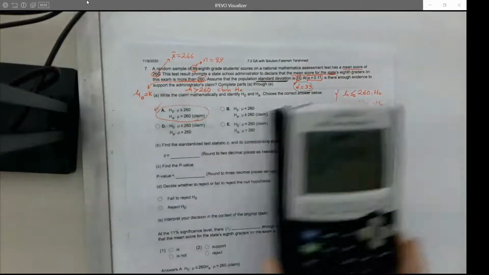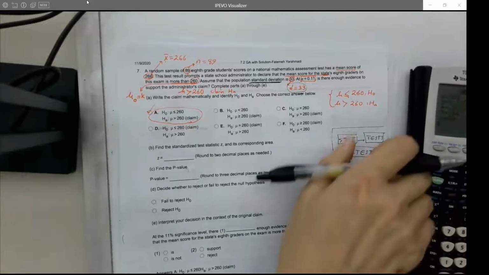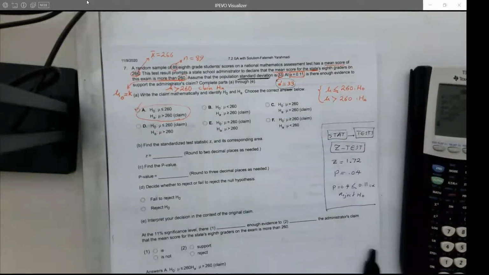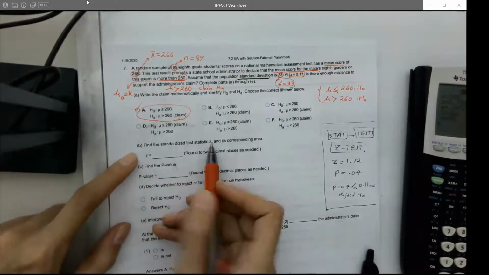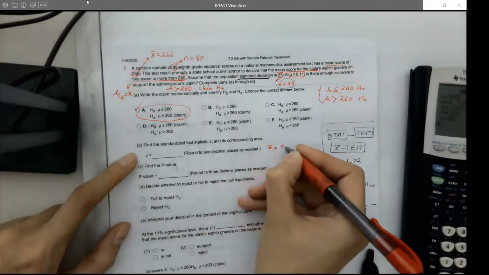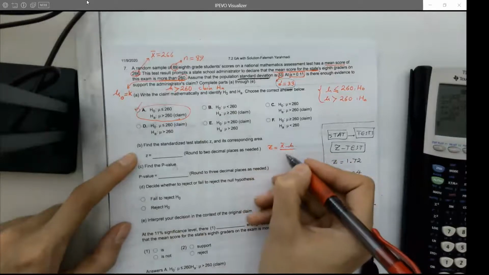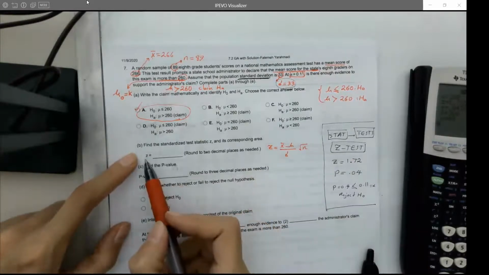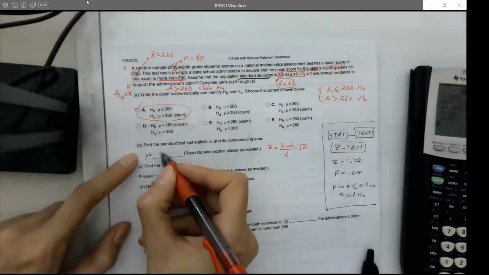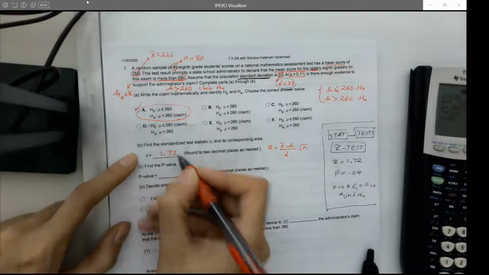Now let's fill out the blanks here. It says find the standardized test statistic. Z, we know that it is x bar minus mu divided by sigma over square root of n. So z is equal to 1.72.